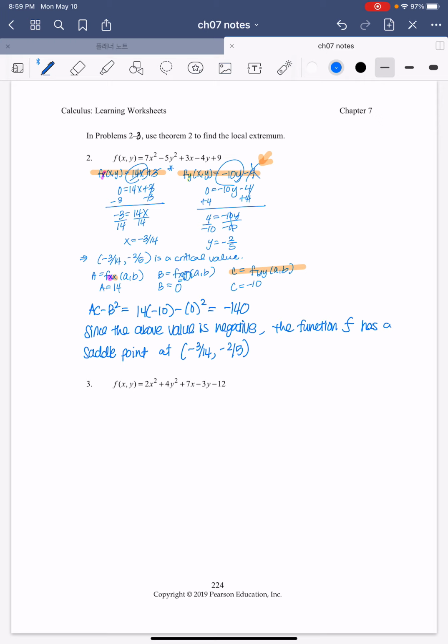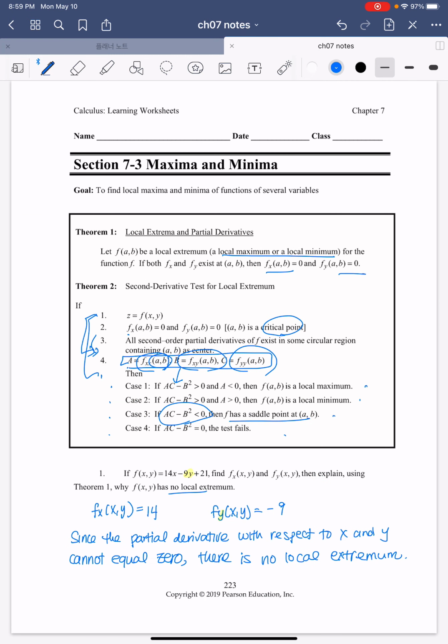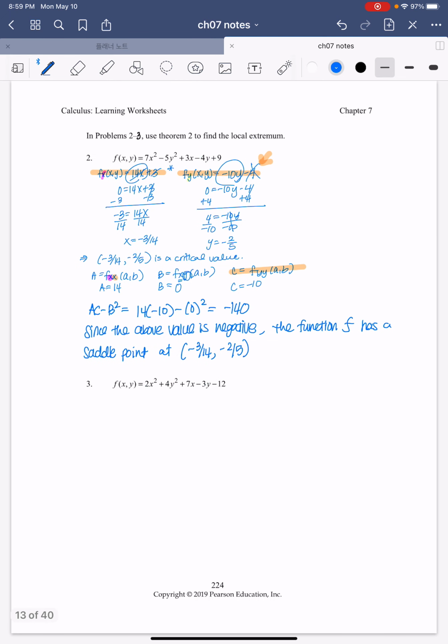All right, number 3, one more practice going through the 4 steps. Okay. First, let's take the first order partial derivative, set it equal to 0 to find the critical point. So here, f of x, x comma y, my x is the variable. So it will be this term and this term. So 2x squared, the derivative of 2x squared will be 4x, constant disappears, 7, constant.